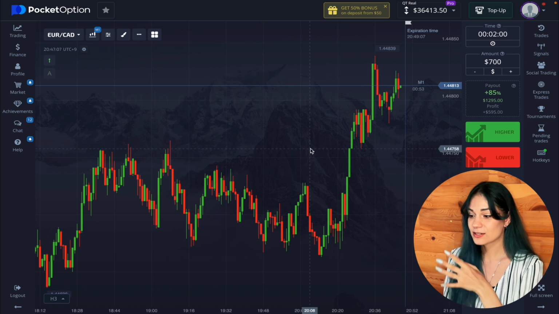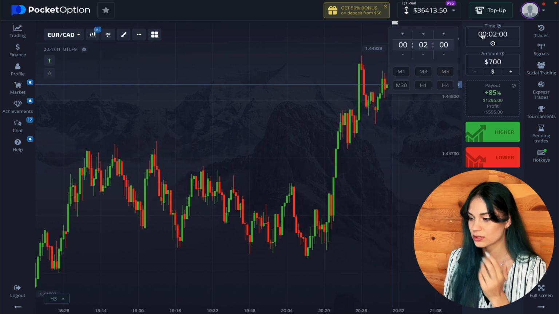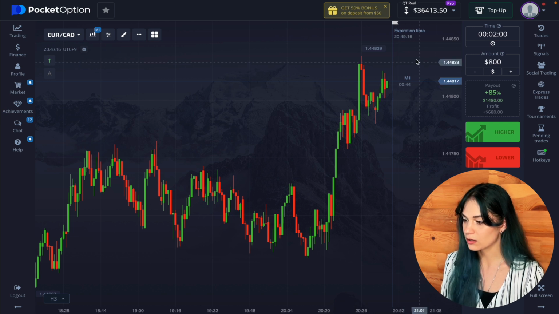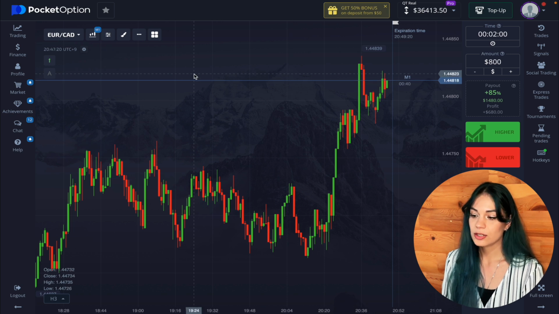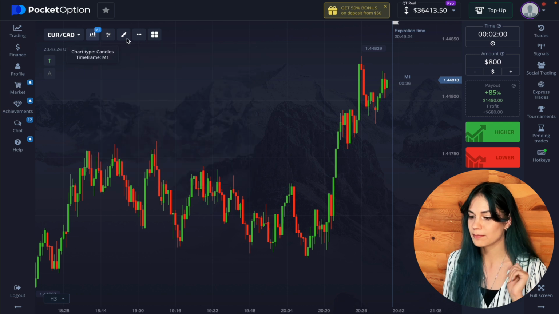So let's get to our work, and the 2-minute expiration time is what we're using today. It's going to be around $800 of the money that I'm using, like 2% of my balance. No indicators needed, and the time frame on the candlestick is 1 minute.